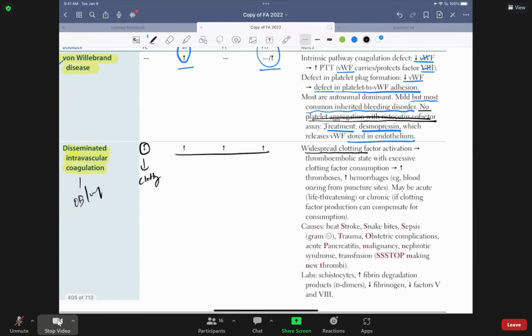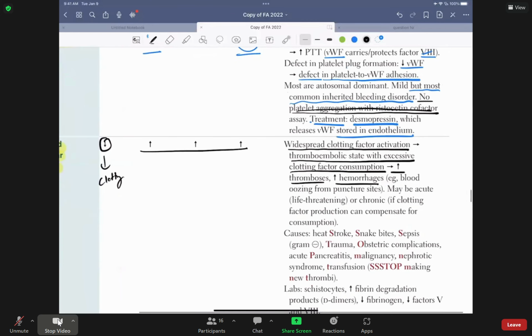Now, let's take a look. Widespread clotting factor activation. So there's a thromboembolic state with excessive clotting factor consumption. All the clotting factors are consumed in one location where the clotting is happening. That causes increased clotting, but on the other part, there's increased bleeding. Imagine if all the clotting factors go to the uterus, you might bleed in the shoulder because there are no clotting factors there. Is that clear, folks? Now, I want you guys to highlight this word.